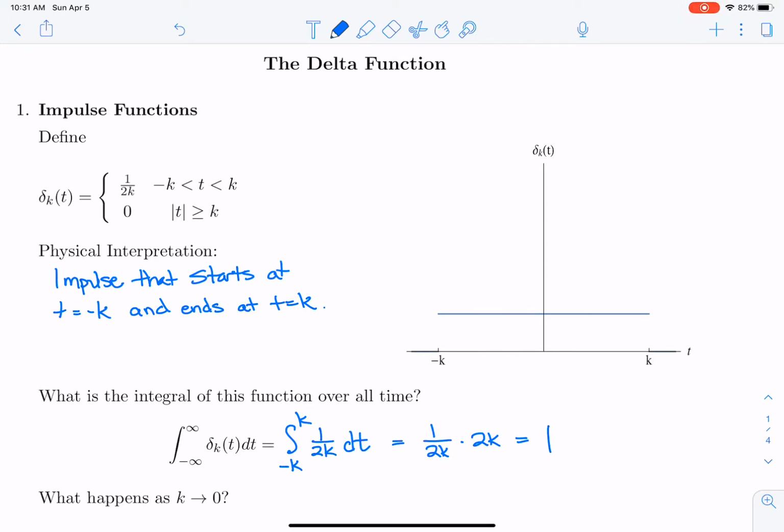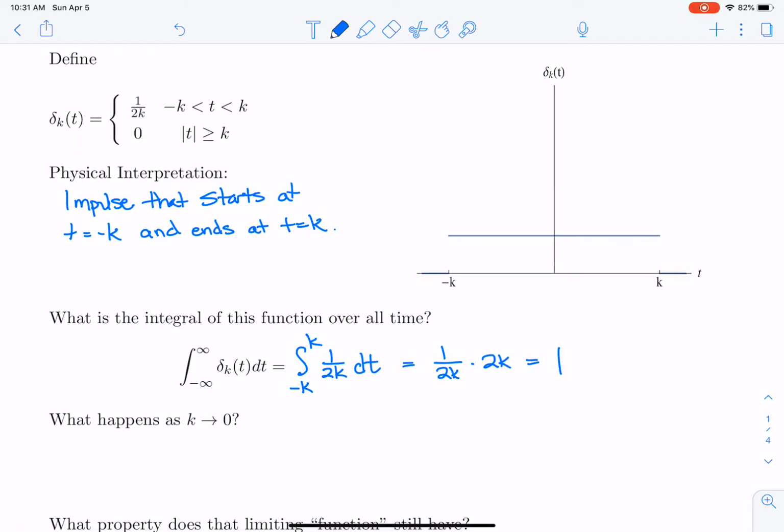Now we can ask questions like, what happens as k gets smaller? What happens as k goes to 0? Well, let's look at some functions. Let's look at delta sub k over 2, which would start at minus k over 2, and then it would finish at k over 2. Well, that function would actually be twice as tall. Its height would be 1 over k instead of 1 over 2k. And it would go from minus k over 2 to k over 2. So we have a function that's a little bit shorter in terms of when it's not 0, but it's taller.